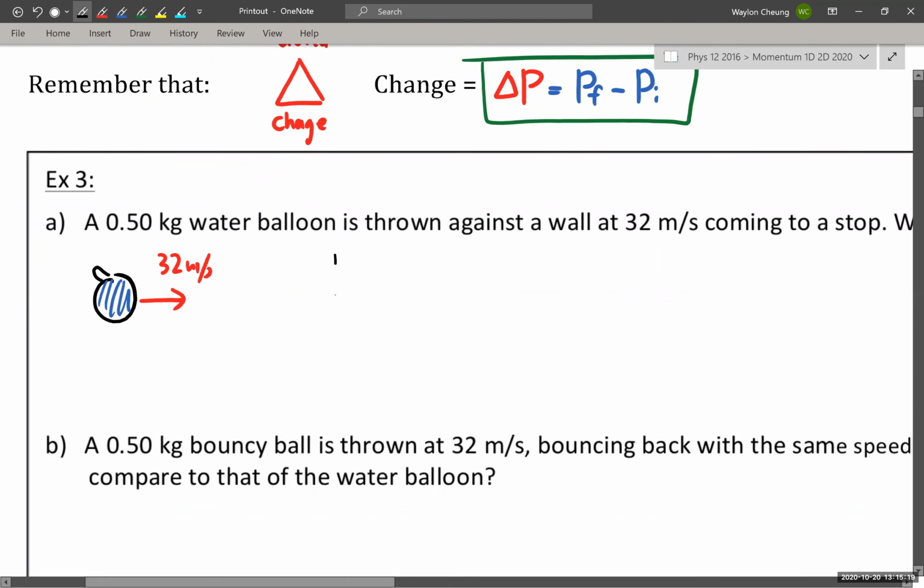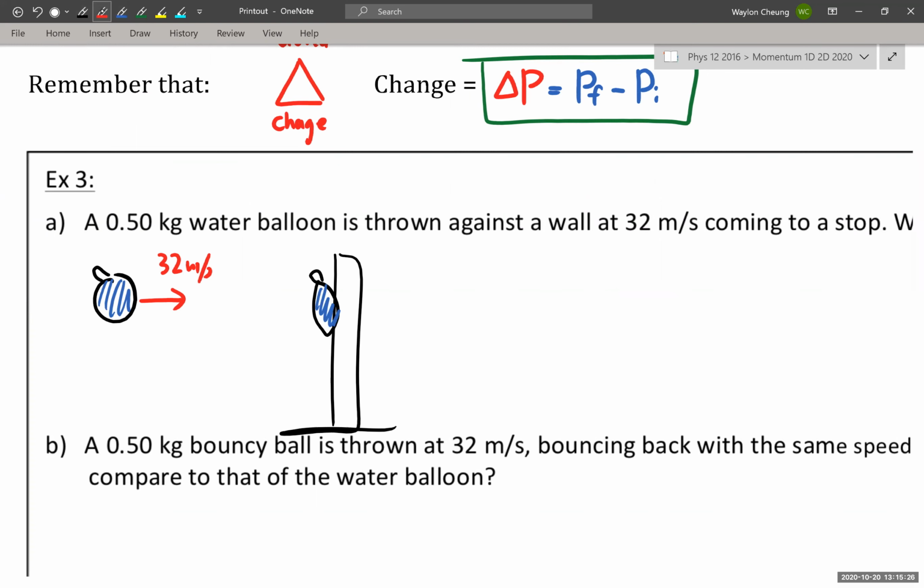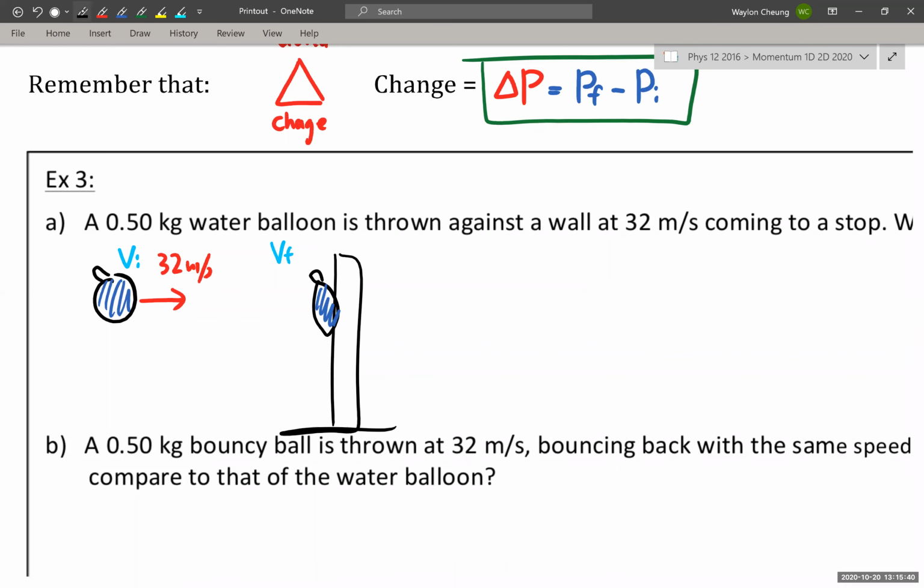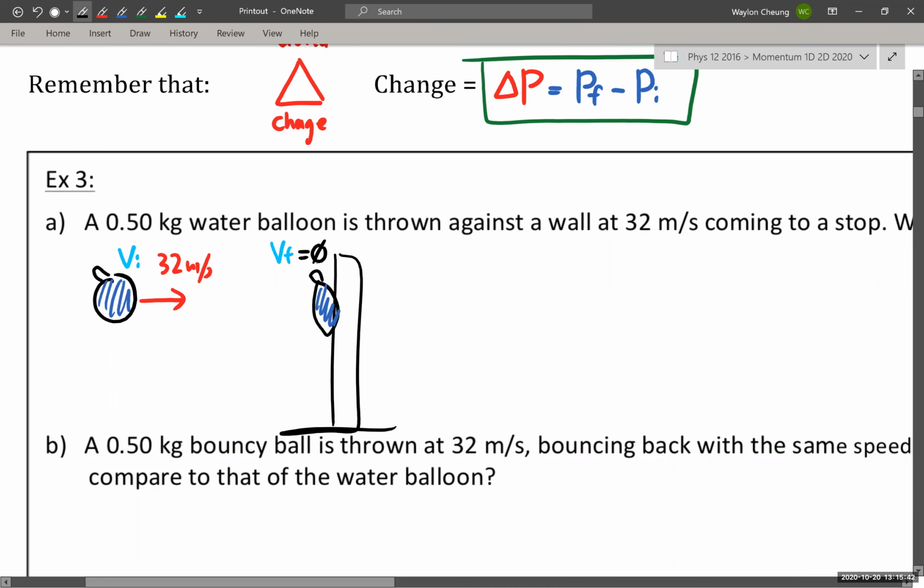Okay, so a wall. The water balloon hits the wall, and then it stops. Okay, so we have an initial and final picture. Initially, you have a speed v initial, and at the end, you have a speed v final. And I argue that your v final is 0 because you hit the wall. All right, so the ball is going this way. Okay, so we're going to figure out your initial momentum and your final momentum.